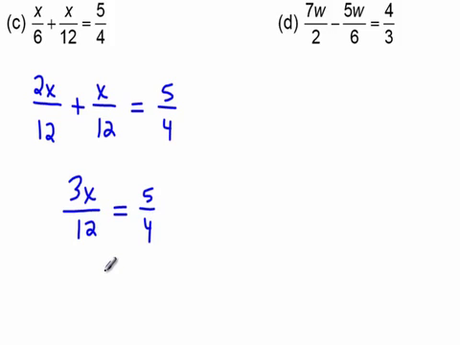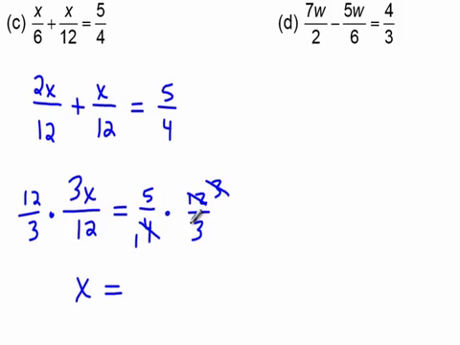And to get x by itself, we'll multiply both sides by 12/3. Multiply by 12/3. On the left, 12/3 times 3/12 gives us 1 times x is 1x. And on the right hand side, we have a common factor of 4 that we can divide out, which means we have a common factor of 3 that we can divide out. So we end up with 5. So x is 5.